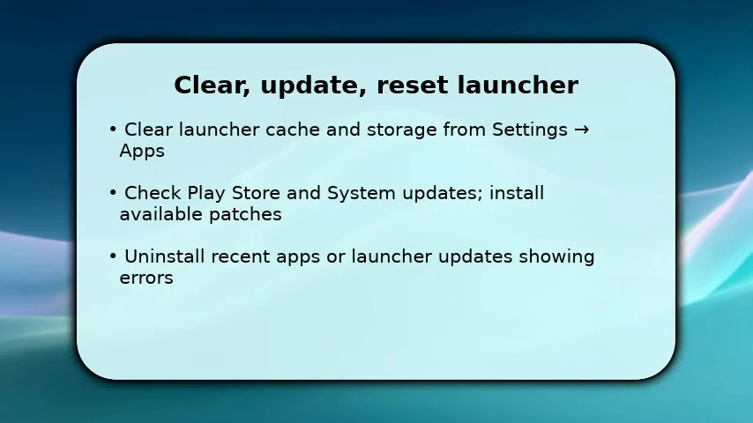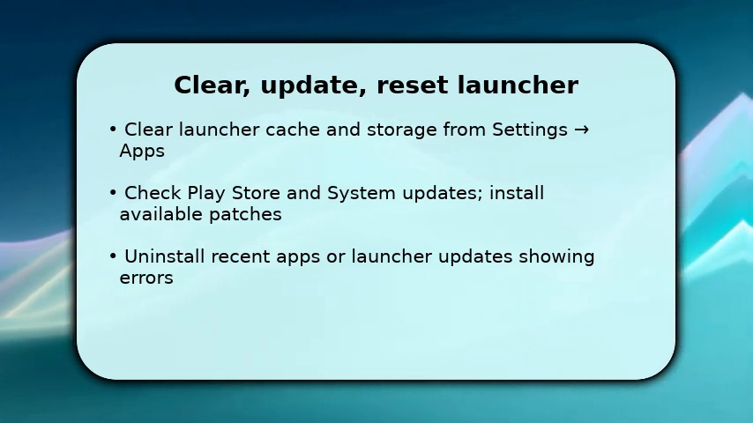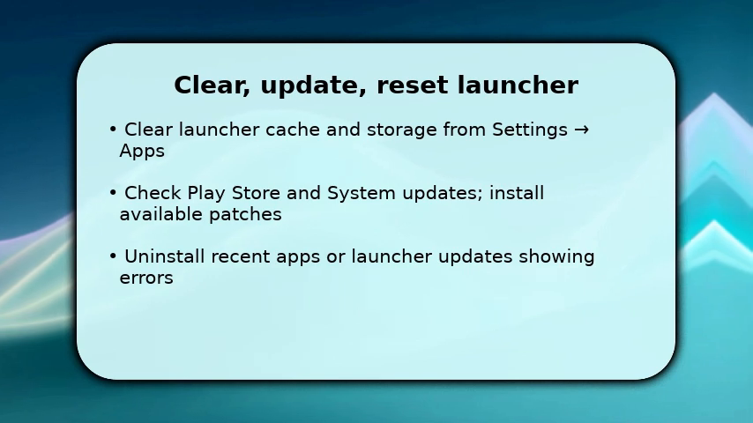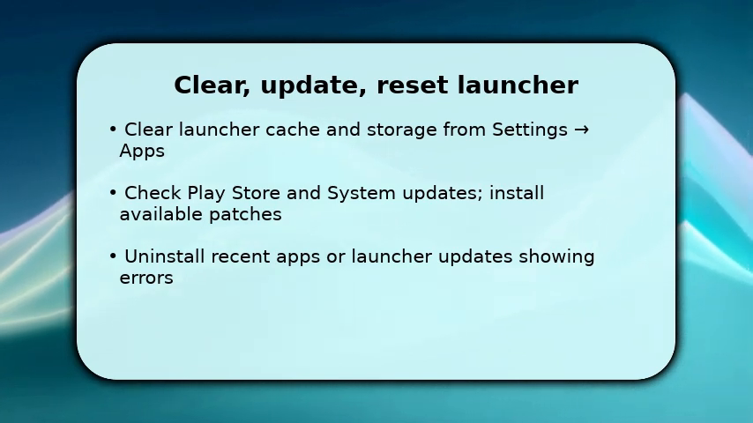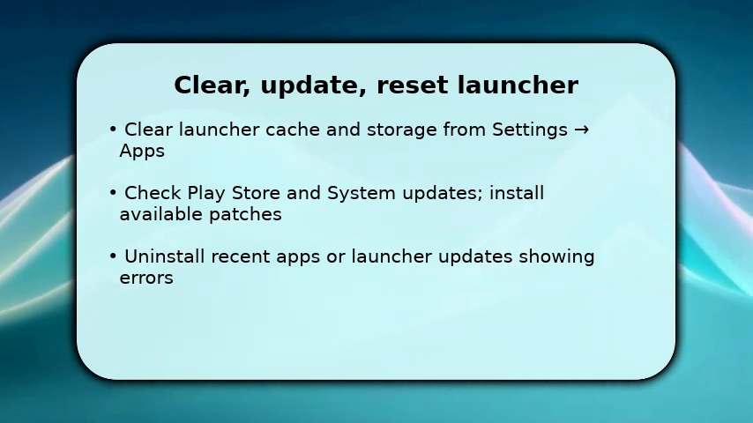Now you perform targeted repairs. Go to Settings, right arrow Apps, right arrow System Launcher, tap Storage, then Clear Cache and Clear Data. This removes corrupted temporary files and resets settings. Next, update the launcher and system via Play Store and Settings to fix known bugs.